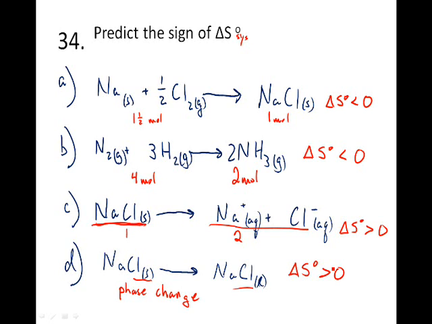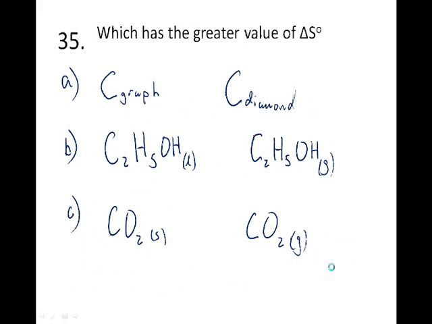Let's move on to number 35, which asks you a similar question, but it's just comparing 2 different phases or forms of the same chemical. And to answer here between carbon and graphite, which has the greater value of delta S? Now let's remember that question because I'm going to hide that here. Which has the greater value of delta S, graphite or diamond? In other words, which one is the most disorderly?